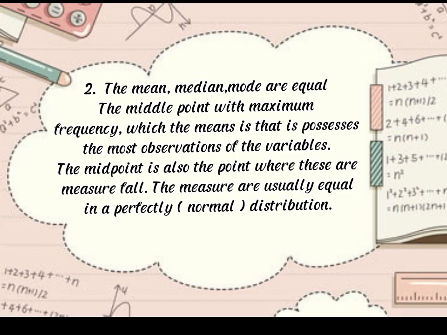Number 2. The mean, median, and mode are equal. The middle point has the maximum frequency, which means it possesses the most observations of the variable. The midpoint is also the point where these measures are located. The measures are usually equal in a perfectly normal distribution.